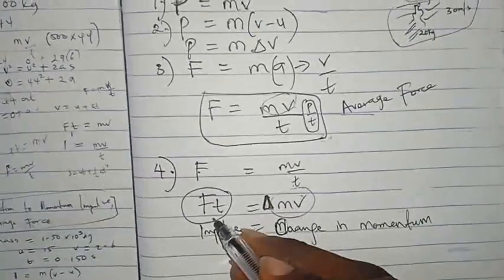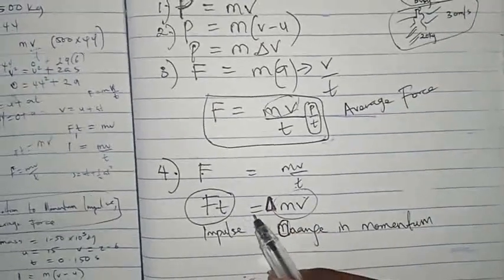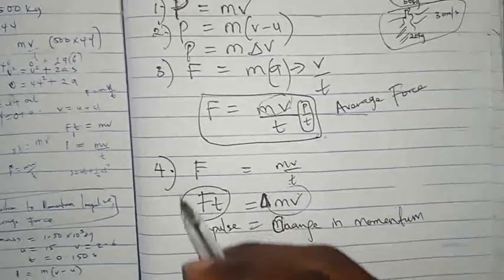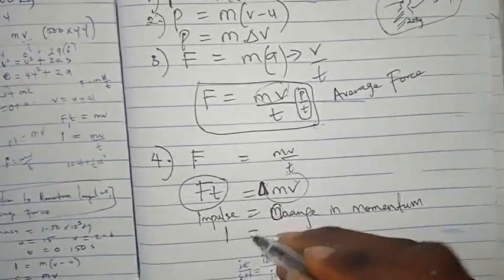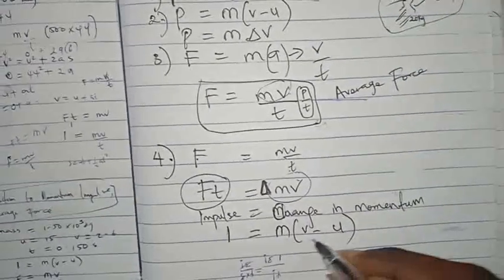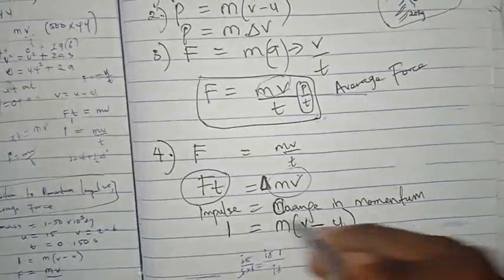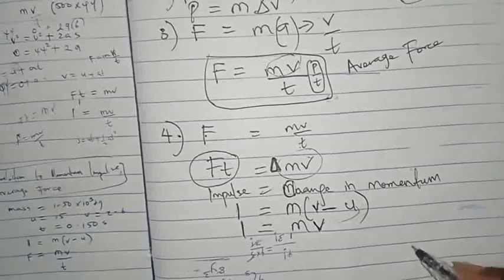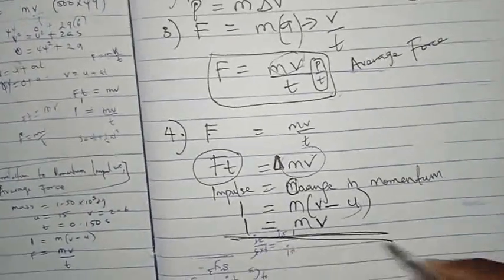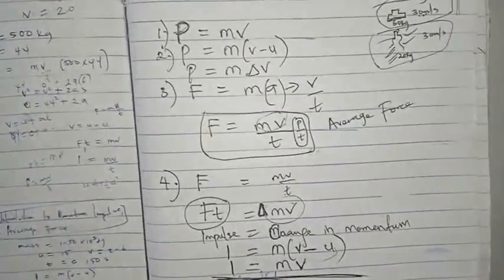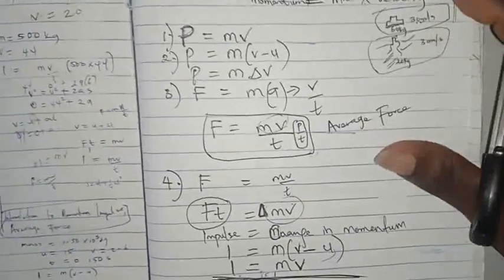So you need to know that if you have Ft, force and time, you can just use it and find impulse. And if you are not given force and time, you can simply say that impulse is equal to m(v minus u). And remember that this is the same thing as saying impulse is equal to mass times change in velocity. So you need to know these formulas. These are the four keys you need to have when solving momentum questions.